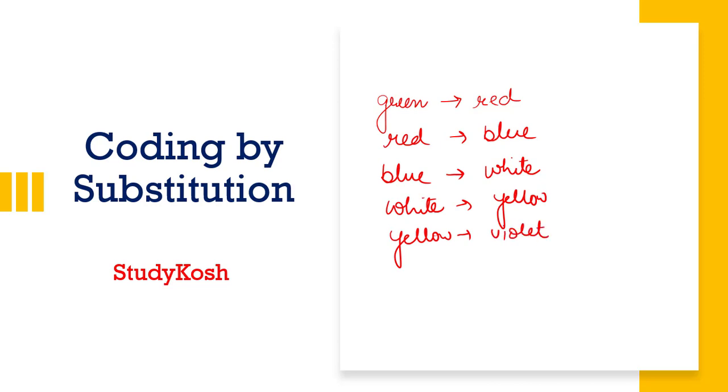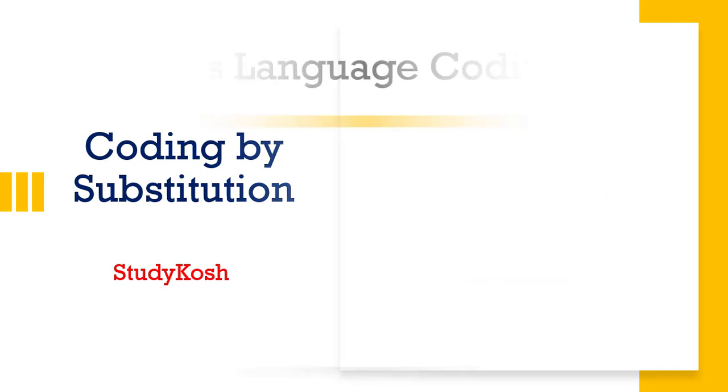then what is the color of grass? You might be thinking how we can find out this. As we know, the color of grass is green, but here green is known as red, and hence according to the given information we need to select that the color of grass is red. So it is very simple. This is the coding which is based on substitution.